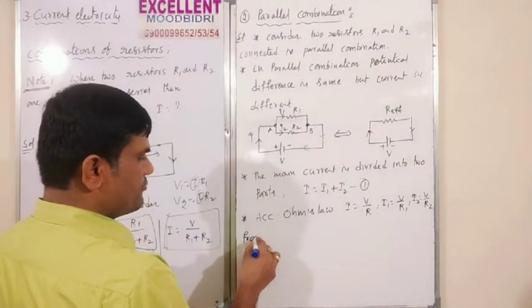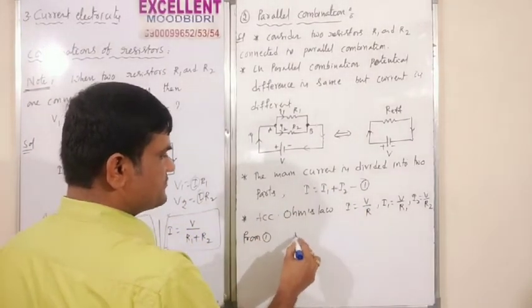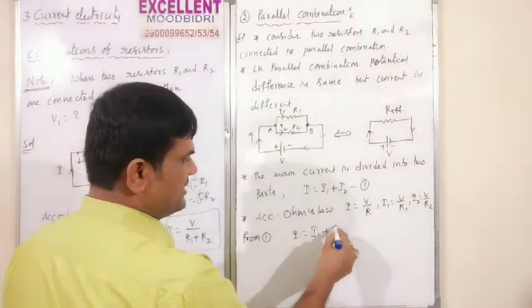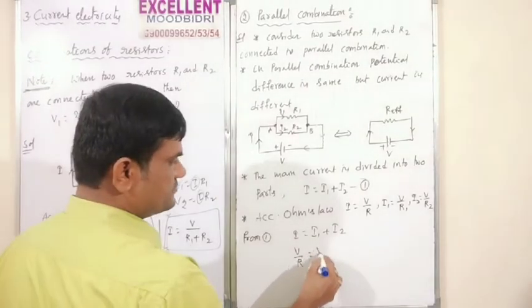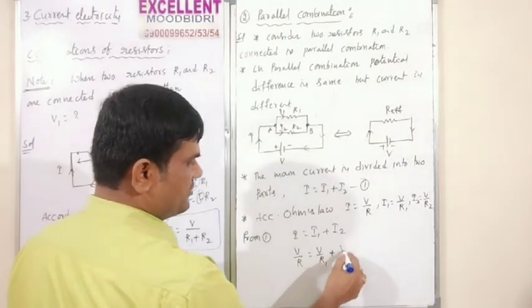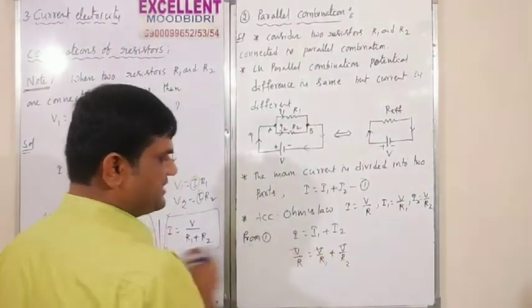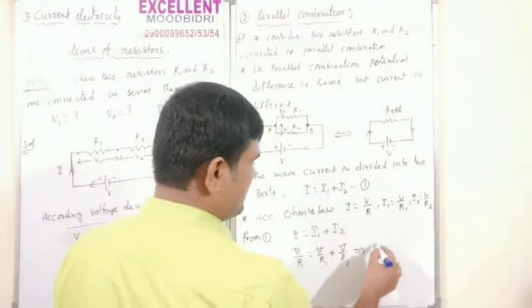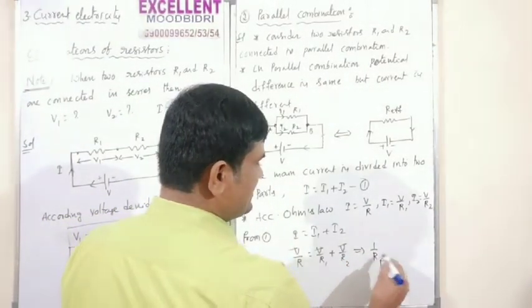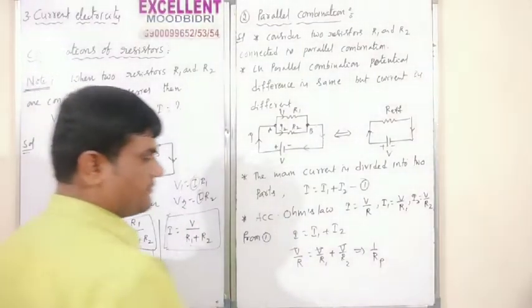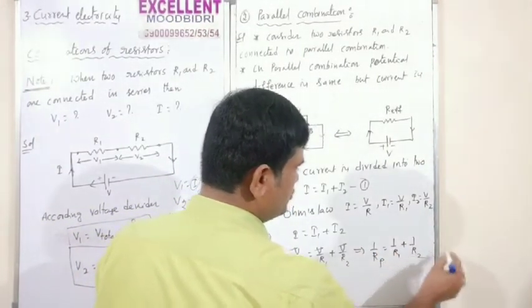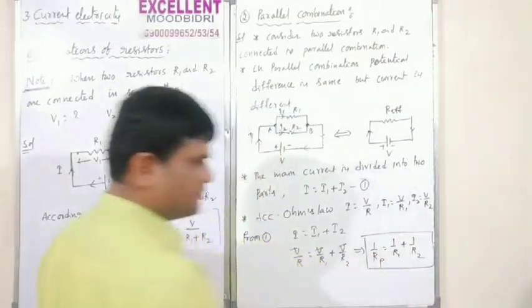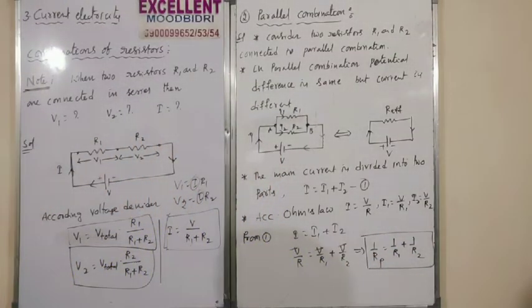So, from 1, what is I? I is equal to I1 plus I2. I1 is equal to V by R1, and I2 is equal to V by R2. So V gets cancelled. Therefore, what will come here? 1 by R, which we can consider as the parallel combination: 1 by RP is equal to 1 by R1 plus 1 by R2. This is the parallel combination formula.